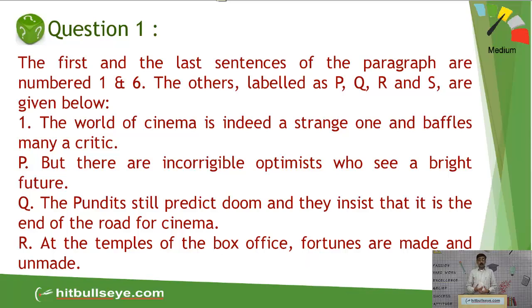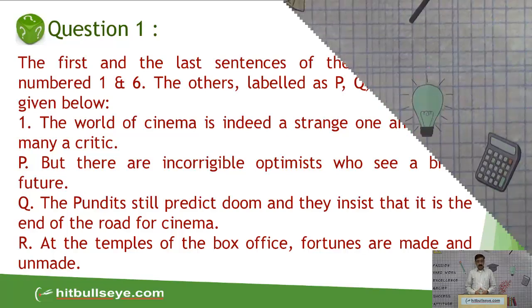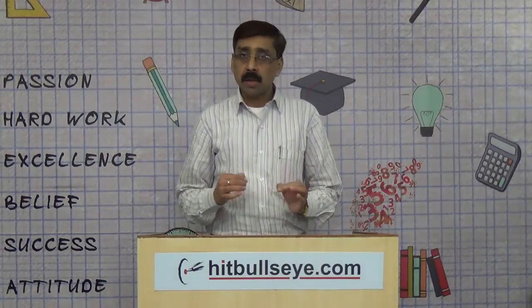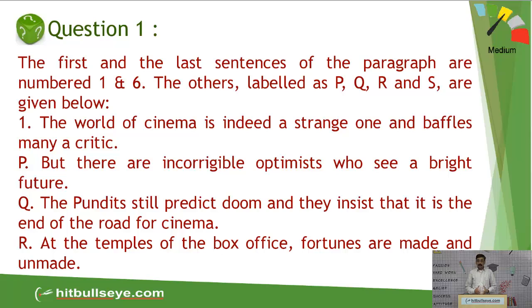Now this is question number 1, based on sentence rearrangement, and the tricks would remain the same. We need to find the opening sentence, the closing sentence, the mandatory pair, etc., and try to rearrange these jumbled up sentences. This is called partial parajumbling, where sentence numbers 1 and 6 are fixed. Sentence 1 says the world of cinema is indeed a strange one and baffles, means confuses, many a critic.